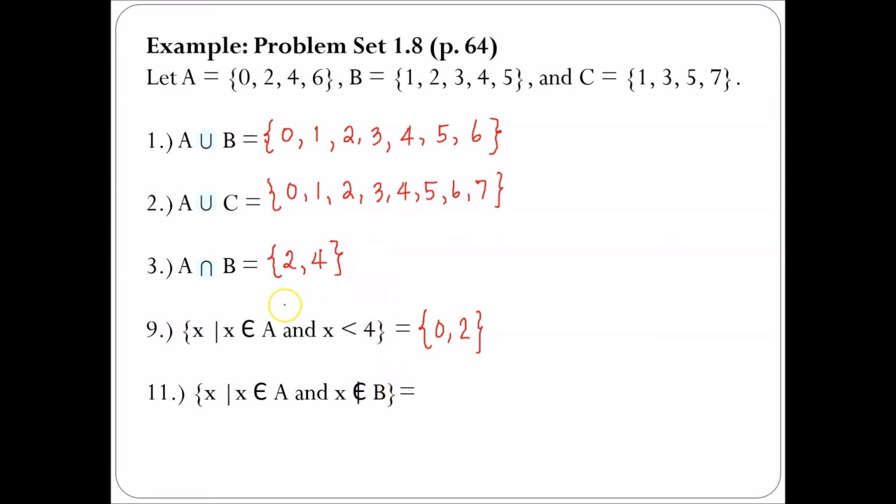Okay, for number 11, X such that X is an element of A and X is not an element of B, meaning what is in A but we cannot find in B. Okay, first, yes, we have 0. What else? 2 is there, 4 is there, 3 is not here, but 6 is in A and not in B. So we have 0 and 6.